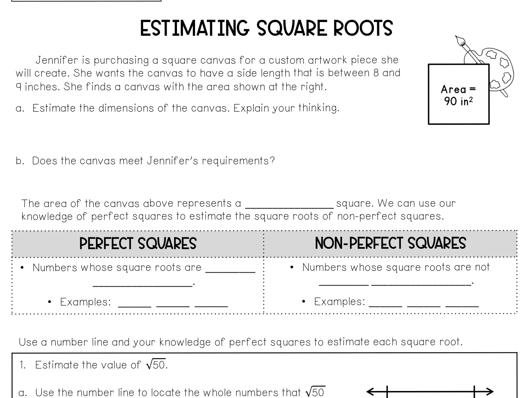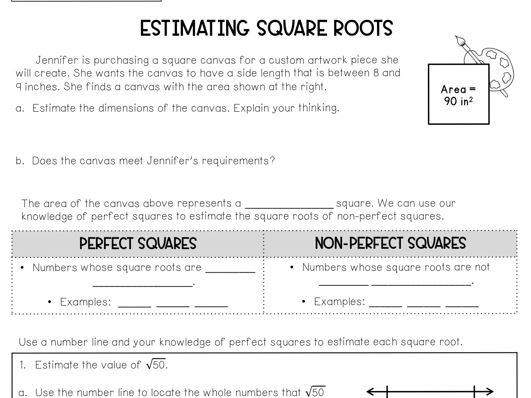Jennifer is purchasing a square canvas for a custom artwork piece she will create. She wants the canvas to have a side length that is between 8 and 9 inches. She finds a canvas with the area shown at the right. Estimate the dimensions of the canvas and explain your thinking. Does the canvas meet Jennifer's requirements?